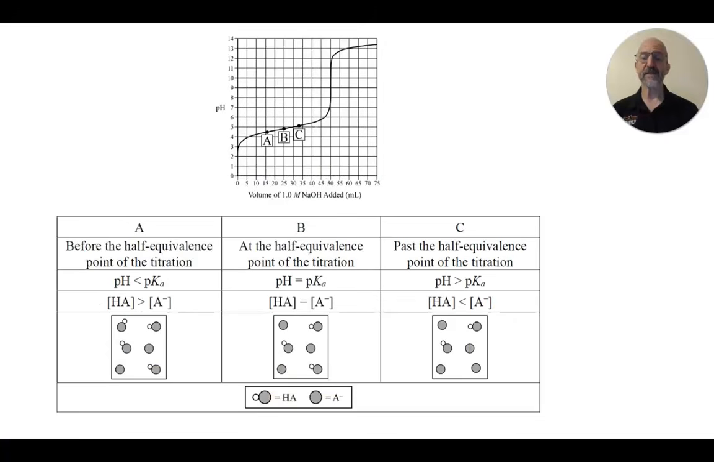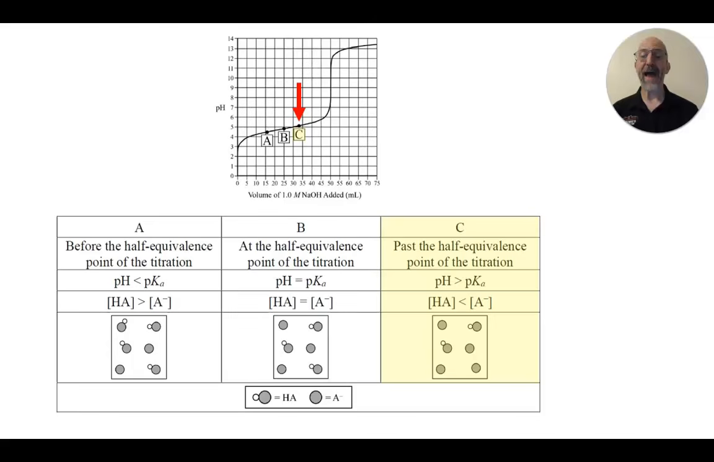Now here, on this slide, you can see that I'm focusing on the pH versus pKa, and I'm focusing on this region of an acid-base titration curve. So at point A on this titration curve, before the half equivalence point of this titration, the pH is less than the pKa, and the number of molecules of HA are greater than the number of ions of the conjugate base, A-. Then at the half equivalence point of the titration, pH equals pKa, and the number of molecules of HA are the same as the number of ions of the conjugate base, A-.